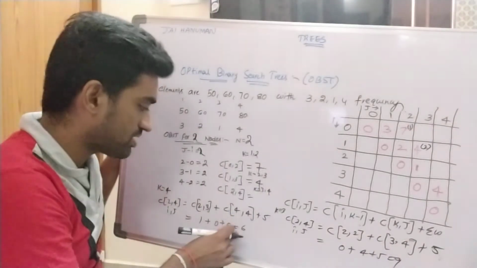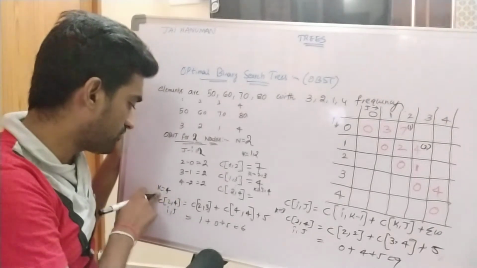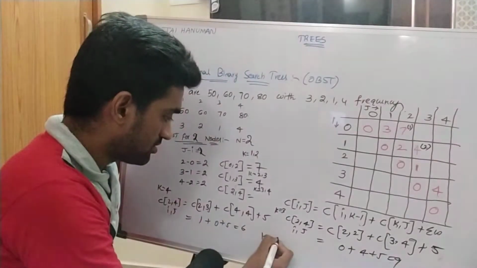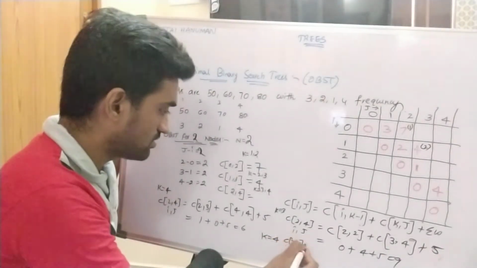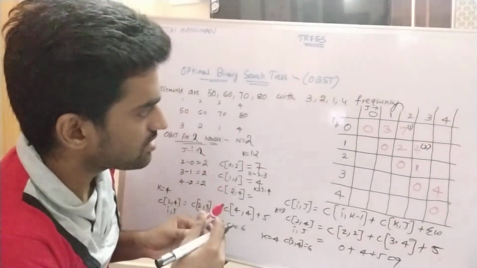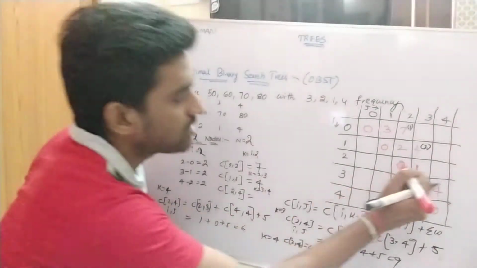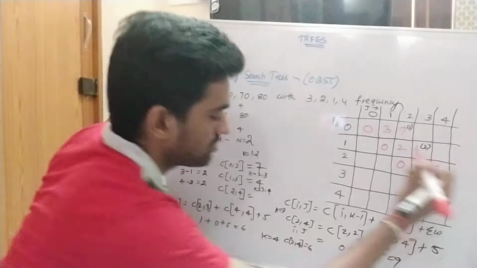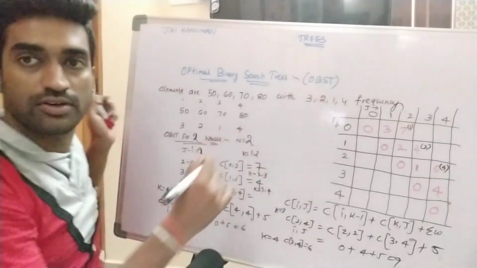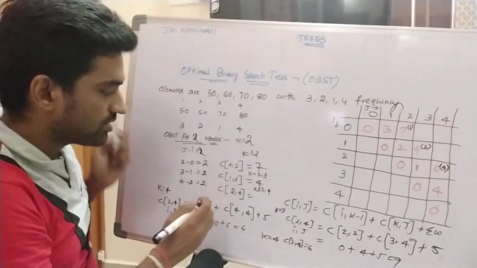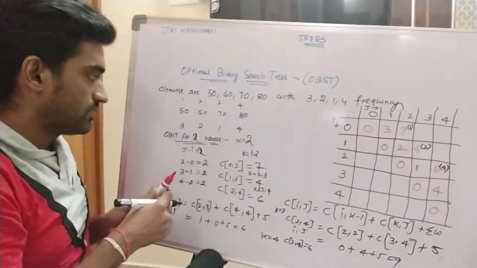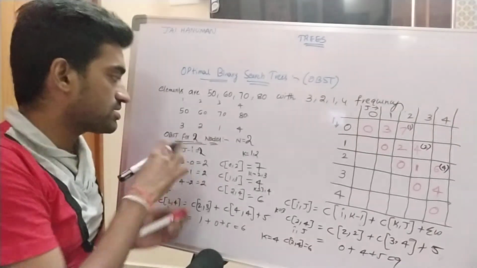So among these, which one is the minimum cost? 6. So when k is equal to 4, c of 2 comma 4 is the minimum cost. Right? So k is equal to 4, c of 2 comma 4 is equal to 6. So here I am updating the minimum cost value in the main table. c of 2 comma 4 is 6 and the root is 4. So here I am writing c of 2 comma 4 is equal to 6.